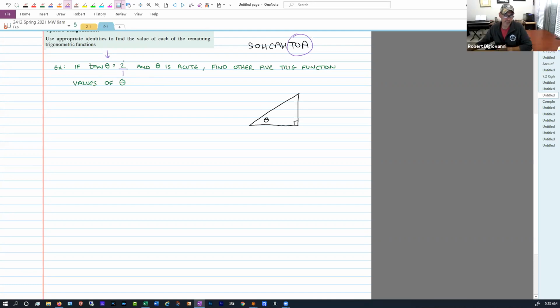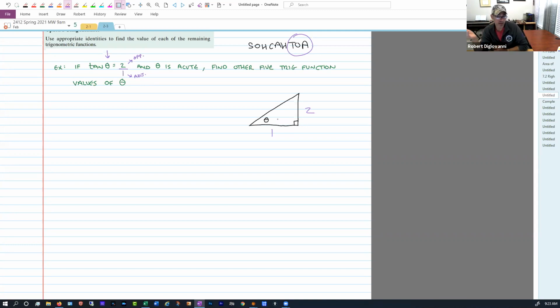And now, Angelique, what would my opposite side have to be then? The opposite would be 2. Everyone see that? This would be our opposite side. And then the adjacent side would be the 1. So I'm going to go 2 and 1. Everyone see that? Okay, so you have to realize that 2 is 2 over 1, or else you don't have a fraction, right?